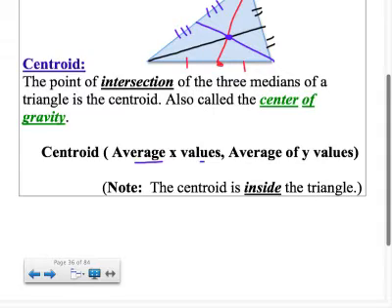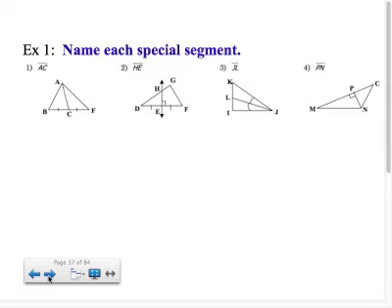Do note, though, that the centroid will always be inside of the triangle. So if you go through and you find the centroid or the center of gravity to be a point, and when you plot that point it lies outside of the triangle, clearly that is going to be incorrect.